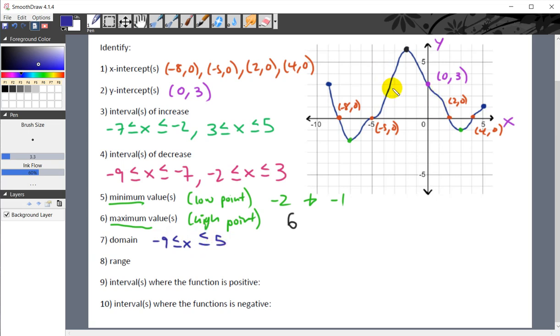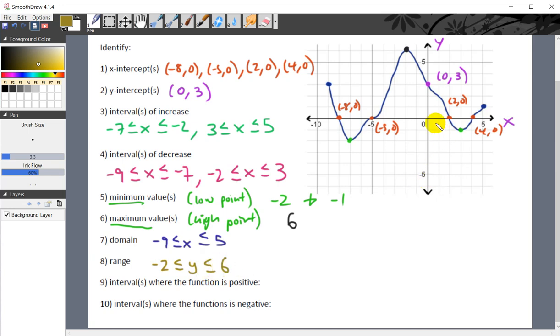Okay, now let's look at our range. Range is going to be the opposite. We're looking at our y values. So you see our y values right here. What I see is that the low point we said earlier was -2, and it looks like the highest it goes is going to be a 6. Okay, so let's put that together. So our range is going to go from -2. It's going to be everything between -2 and 6 for the y's.